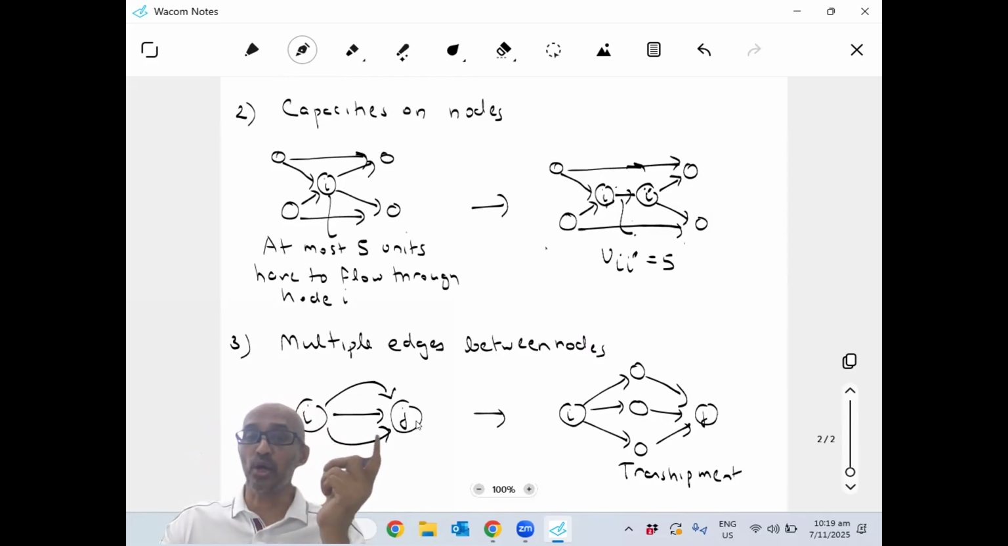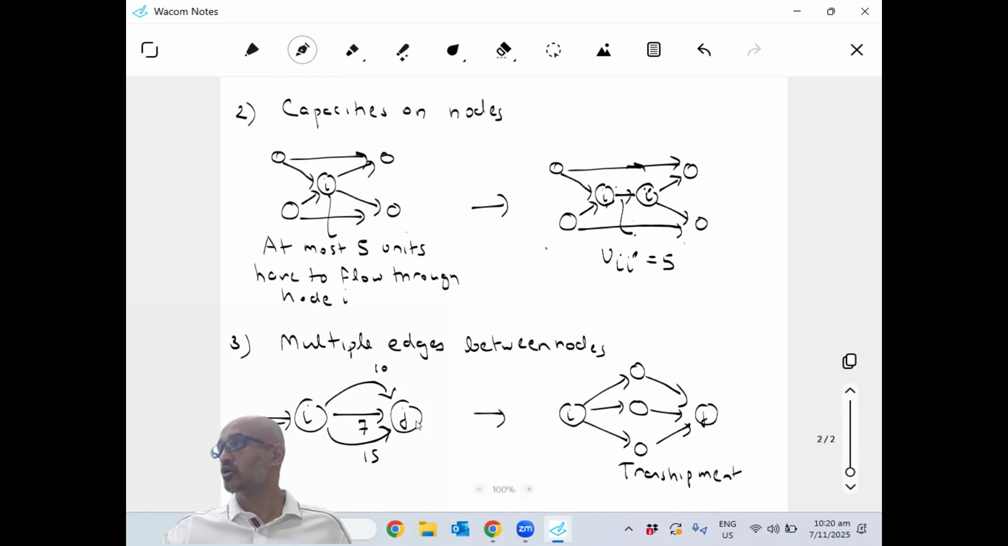Why might you have multiple links? Because the costs on these links could be different, or there might be different capacities on these links. Maybe you can send 5 units of flow here, maybe 10 units of flow here, but the capacities are different. If you've got multiple ways to send flow, maybe you want to send 20 units here. Maybe the capacity here is 10, here is 7, here is 15, and you've got different costs. So you've got to figure out which ones to use.